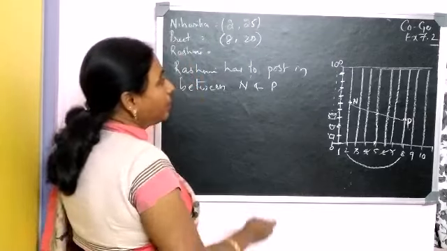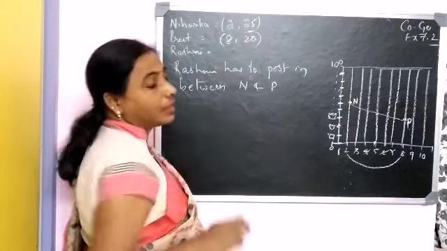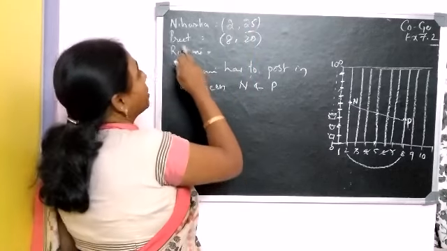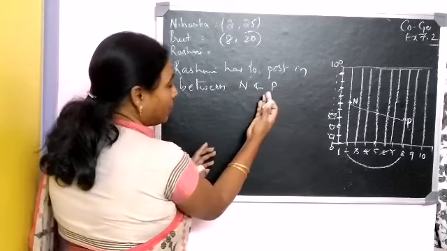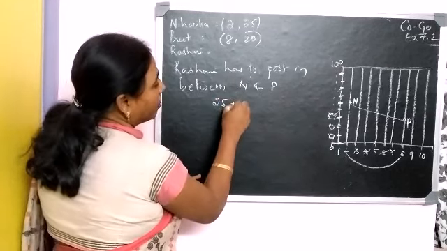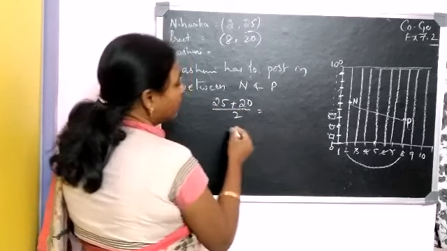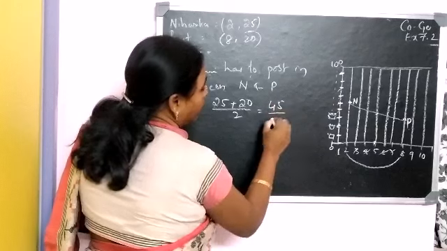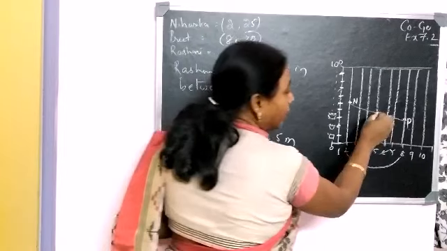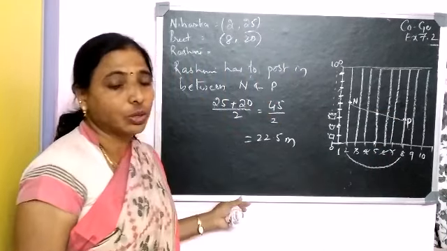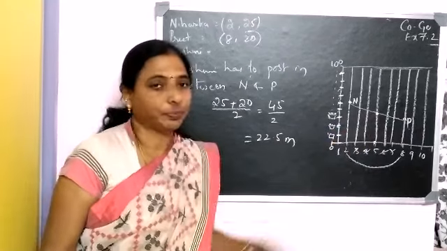In between. That means we already know that Niharika has run already 25 meters, whereas Preet has taken 20 meters. So in between those two, that is 25 plus 20 divided by 2. Therefore it is 45 divided by 2, which is 22.5 meter. At the point 22.5 meter, she has to post the flag. Rashmi has to post the flag here.